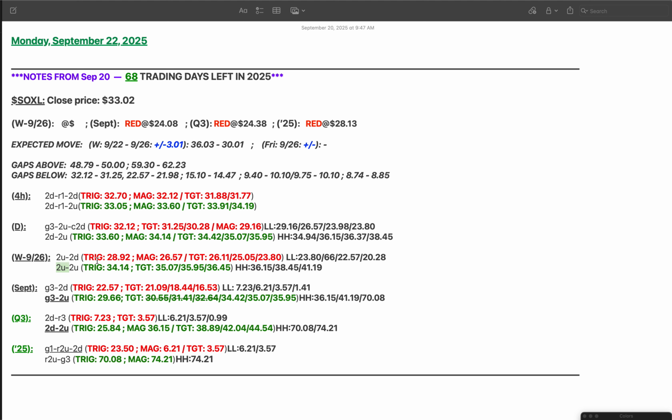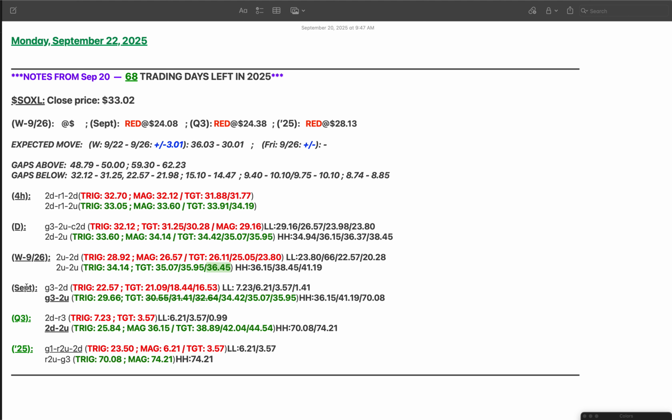So the thing about reversals is we have a trigger and a very clear exit, which is where price should go to, and more often than not does. But with an extension or a continuation, you've just got your trigger, and you've got to look at your charts and your horizontal levels from price action that you've looked at in the past as a guide to your targets. So on the week, we would have a 2 up, 2 up trigger at 34.14, and we have targets at 35.07, 35.95, and 36.45.